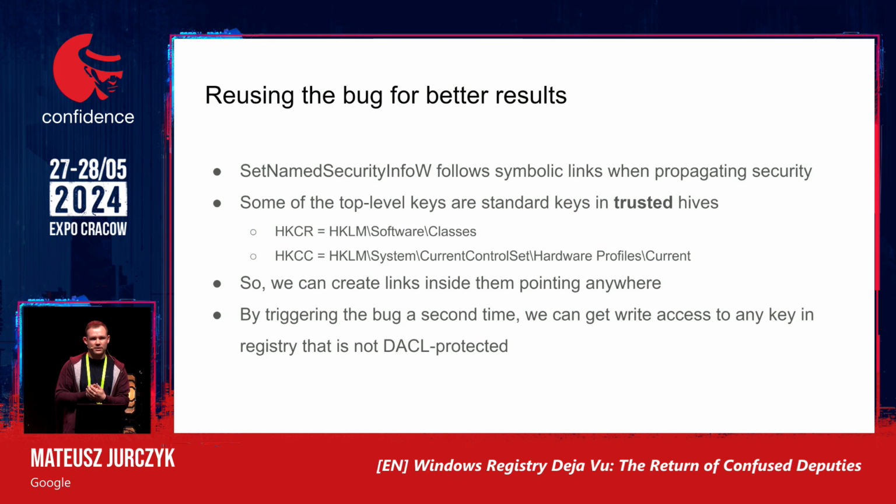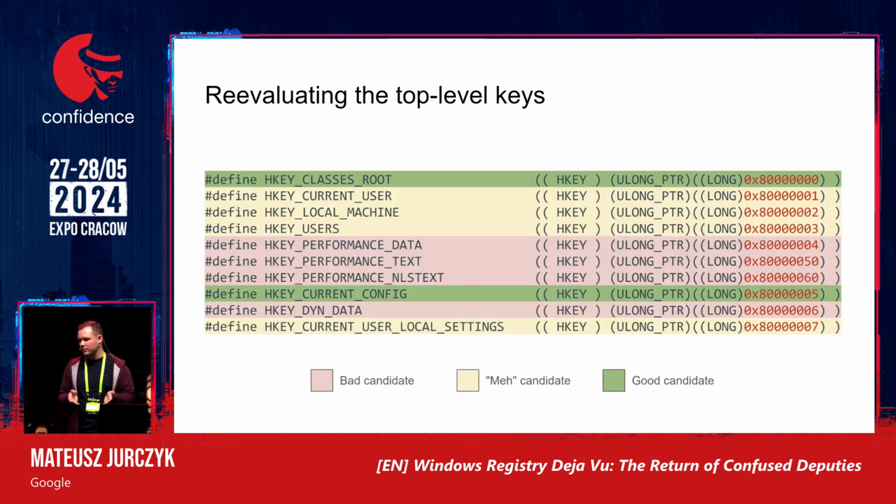So what we can do is that we can trigger the bug for the first time to modify the security of the top-level key. Then we can set up a symbolic link somewhere inside of this top-level key to point it anywhere to any key that is not DACL protected, and we can trigger the bug a second time, and this time the SetNamedSecurityInfo function will follow the symbolic link and will also modify the security of the key that is pointed to by the symbolic link. So if we reevaluate a little bit the top-level keys based on this, we can see that two keys are actually quite well usable for the attack if we use the symbolic link technique.